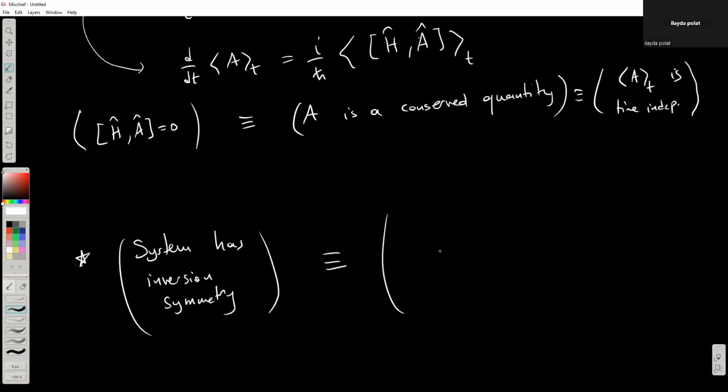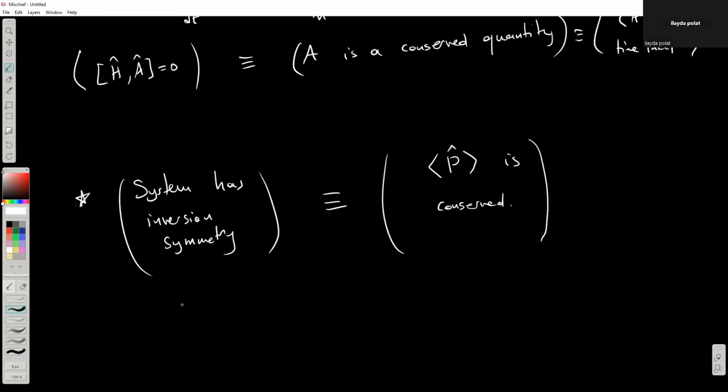This is equivalent to the statement that the expectation value of this parity operator is conserved. So therefore, the symmetry is somehow related to the conservation law. That's the essence of Noether's theorem. Noether's theorem says that if there is a symmetry, then there is a corresponding conservation law. Noether's theorem has classical and quantum mechanical counterparts.